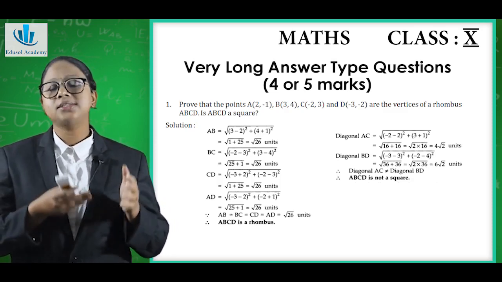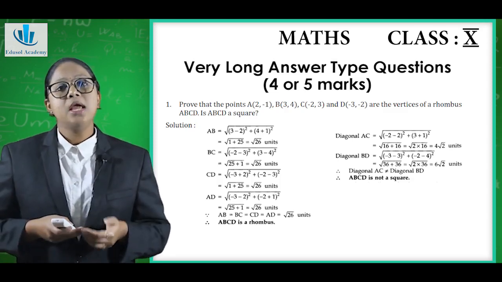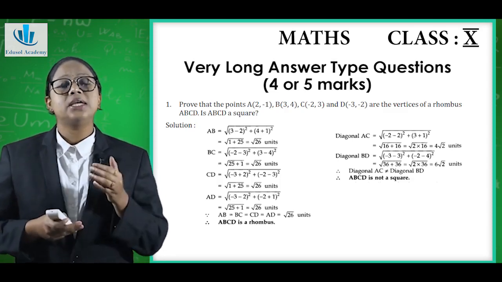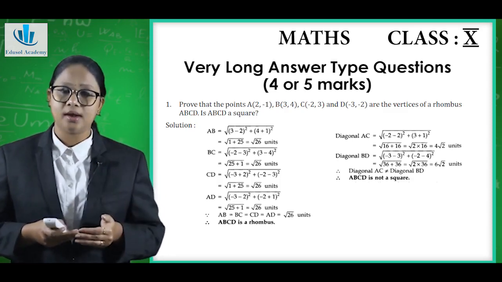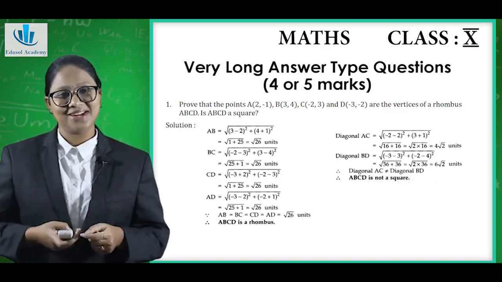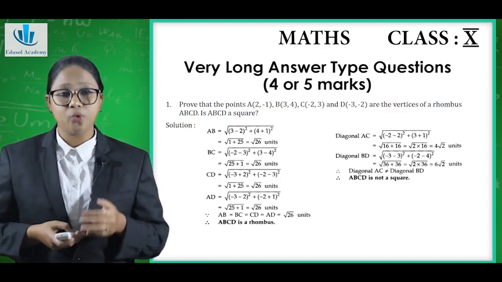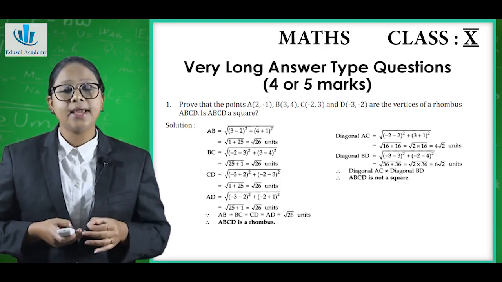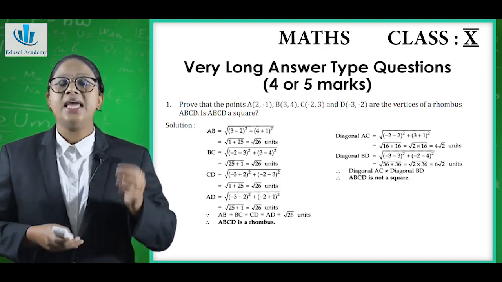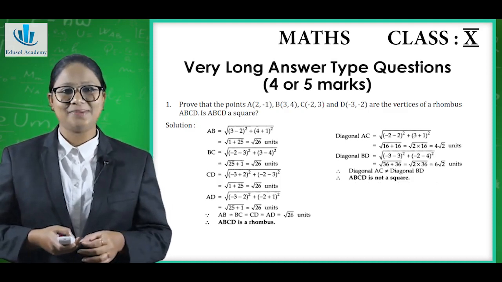So when all the 4 sides are equal, it's either a rhombus or a square. Now that the diagonals are unequal, we can confirm that ABCD is not a square. In a square, all the sides are equal as well as the diagonals are equal to one another. But in this case, one diagonal is 4 root 2 units and the other diagonal is 6 root 2 units. So they are unequal. So we can fully confirm that ABCD is not a square, but it's definitely a rhombus.